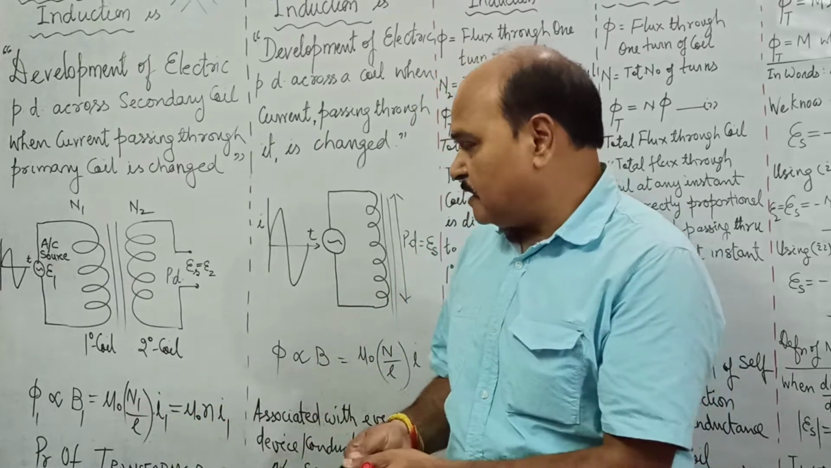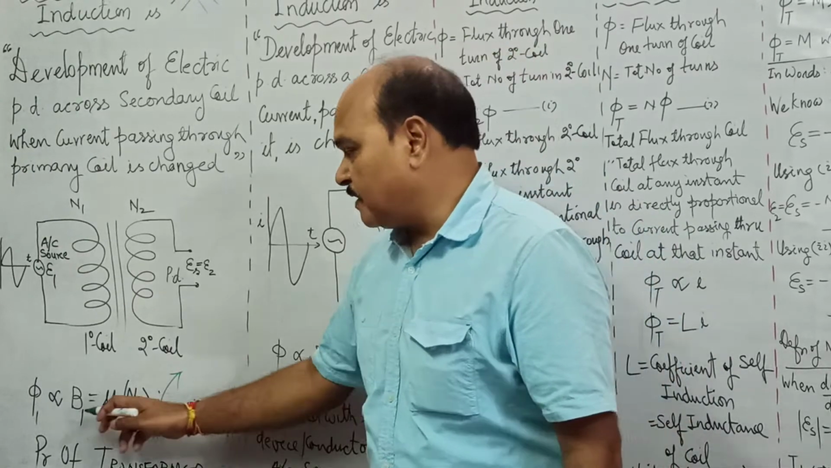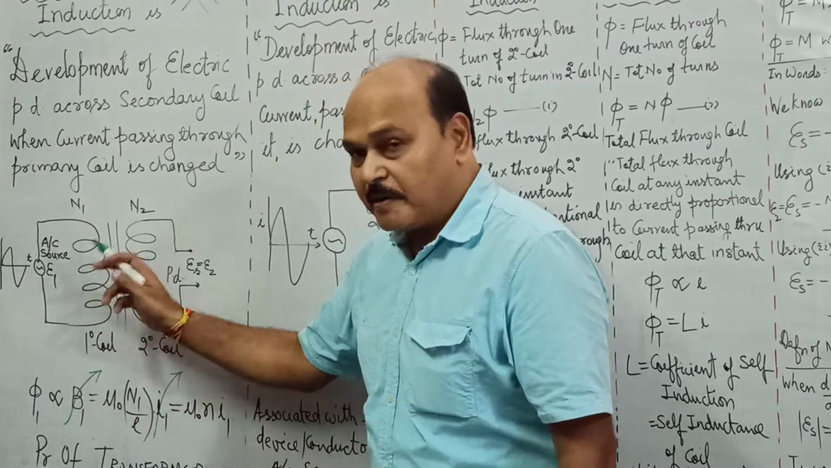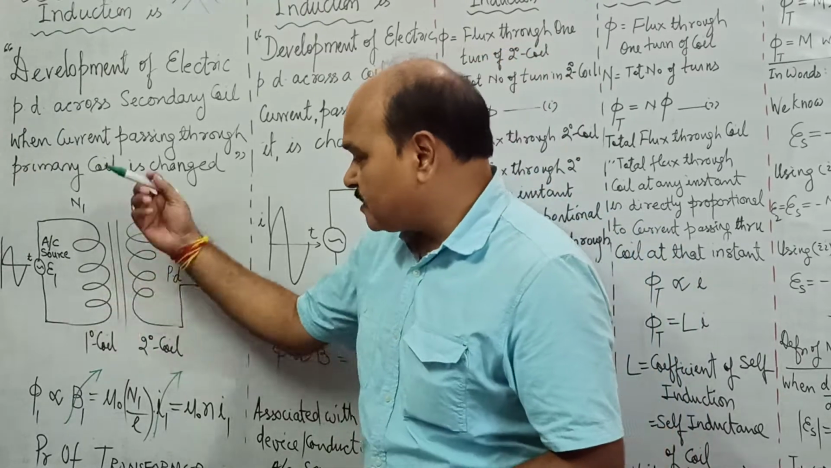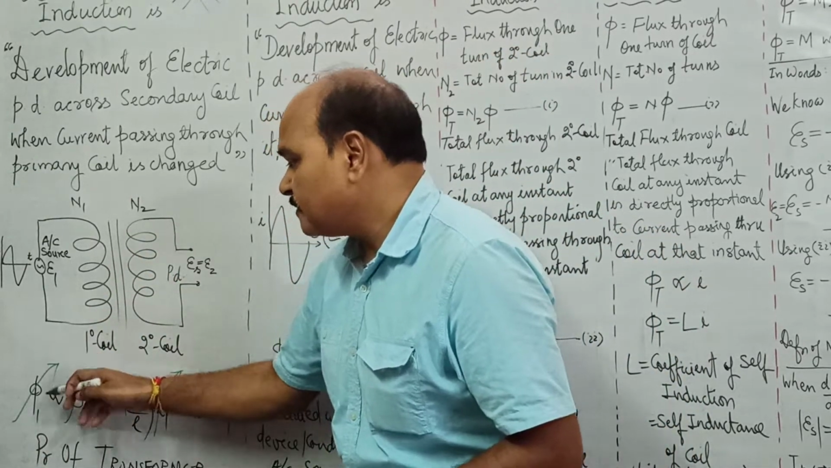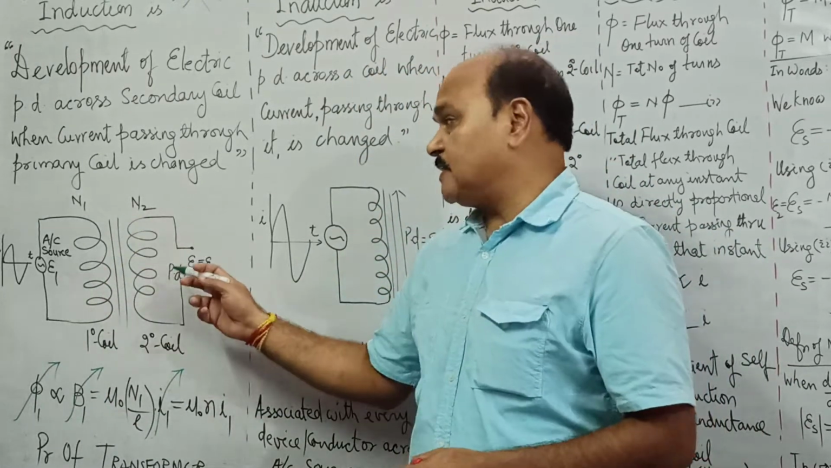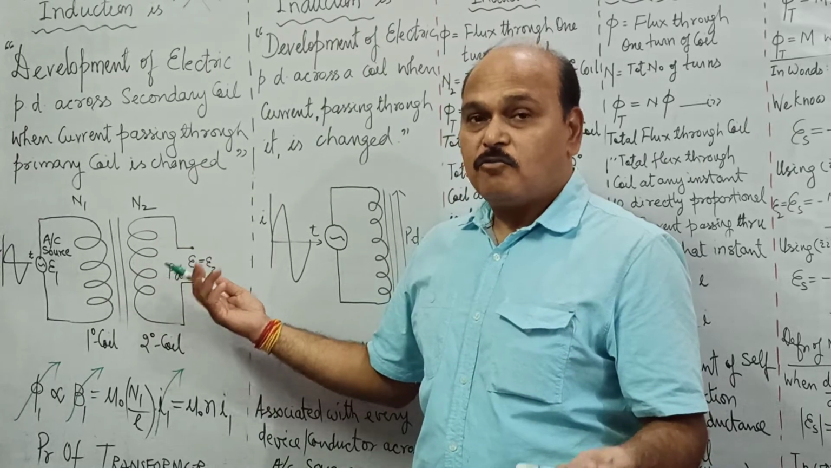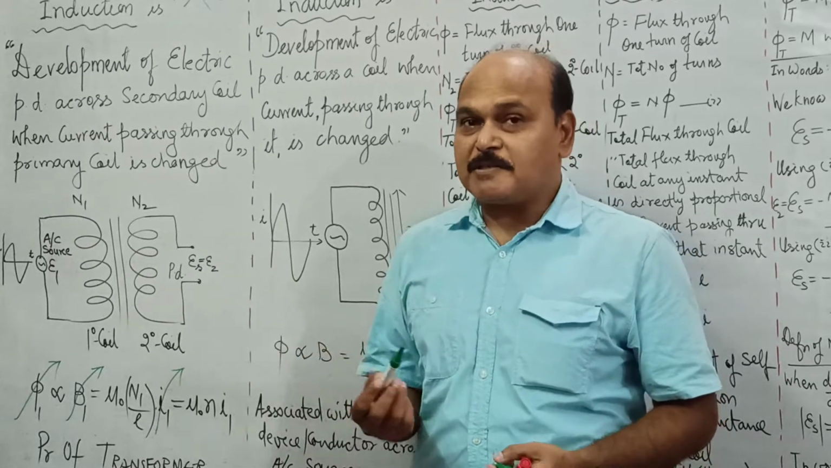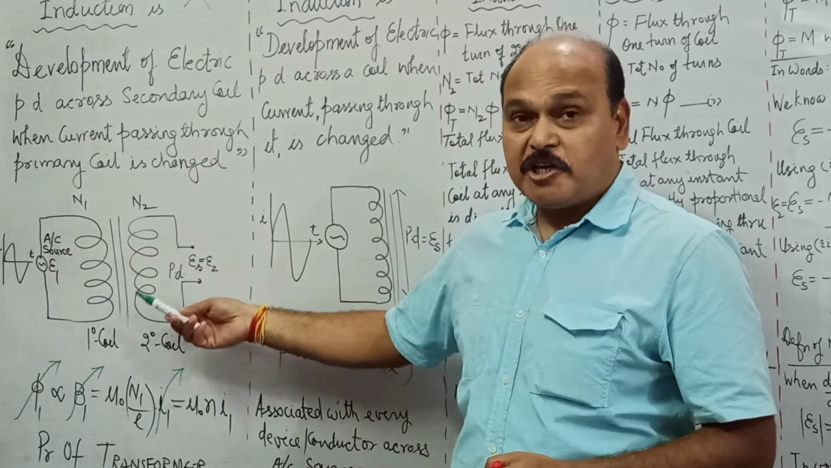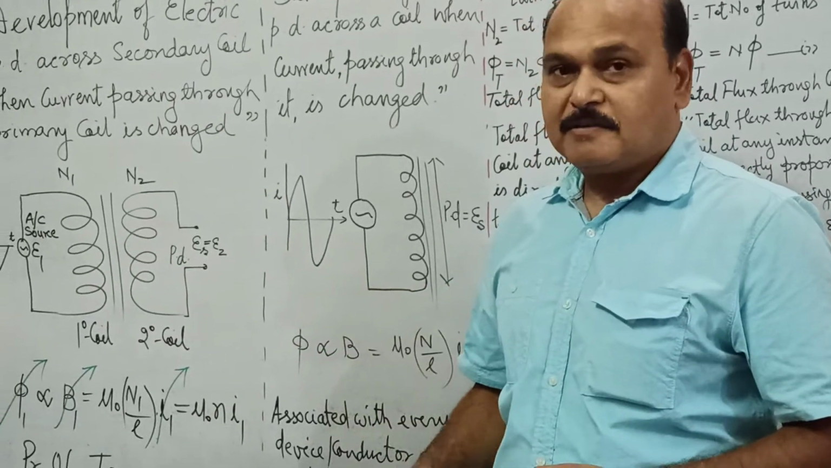Now when we vary the current passing through the primary coil, what happens? The magnetic field produced by the primary coil, the primary solenoid, varies, and because of the variation of magnetic field, the magnetic flux produced by it also varies. And when this magnetic flux, which is produced by the primary coil and is linked with the secondary coil, varies, the flux linked with the secondary coil varies, and once the flux passing through any coil changes, electromagnetic induction takes place and induced EMF is produced across it.